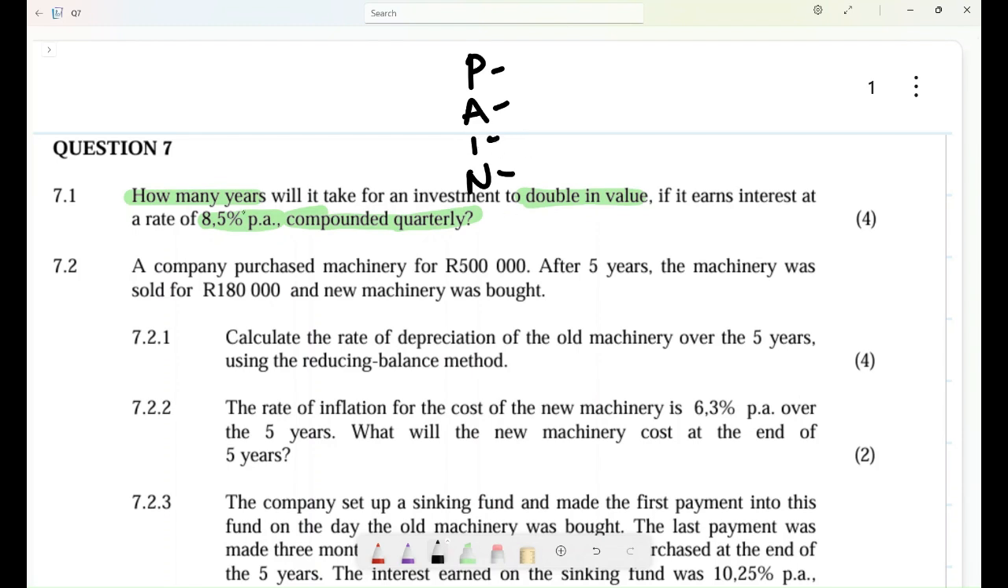Now, the question says, how many years will it take for an investment to double in value? So we want the outcome to be double of whatever P was. An investment will double if we input 100 rand here, it means we want this to be 200. A is the accumulated value, so A will be double of whatever P was, because we want this to double in value.